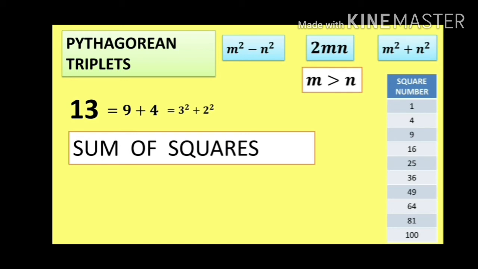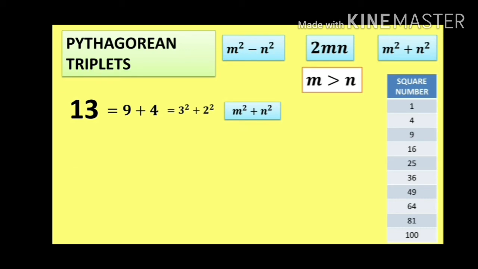Now 3 squared plus 2 squared can be written as m squared plus n squared. Now m squared plus n squared, that is the sum of the squares. Here 13 is 3 squared plus 2 squared. That means one of the members is m squared plus n squared. That one you have got. Now using this one, we have to find the other two.